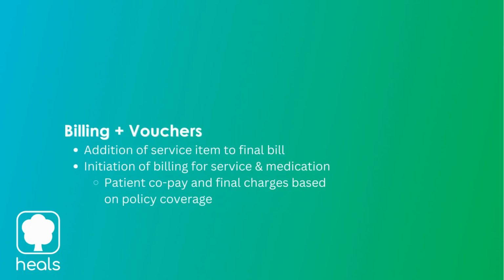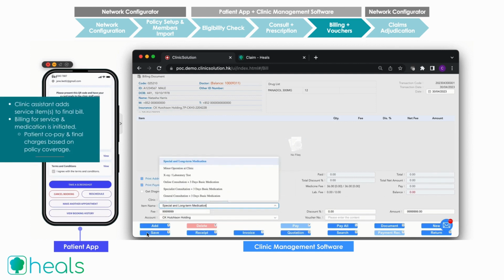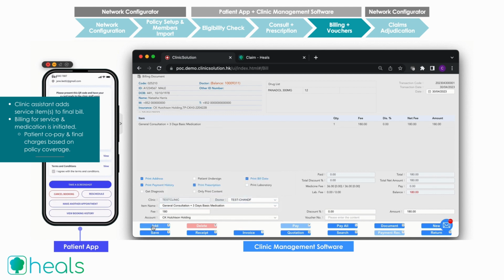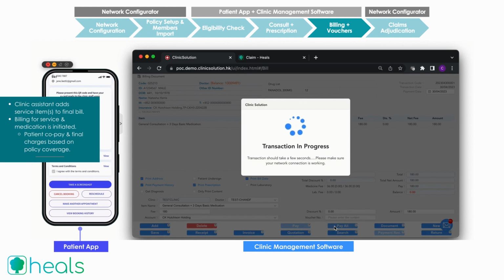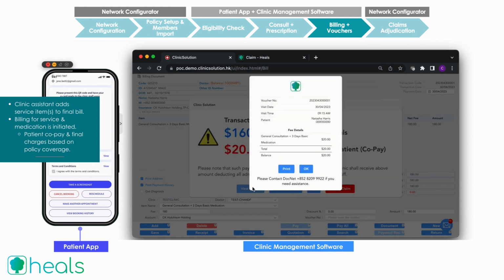In this section, we'll show how the service items are added to the final bill, allowing the clinic assistant to initiate the final billing process and collect copayment from the patient. At the start of the billing process, the clinic assistant will add the service items to the final bill. In this case, the patient had a general consultation with 3 days of basic medication. The clinic assistant will then initiate the billing process, where the patient copayment and final charges are populated based on their policy coverage.